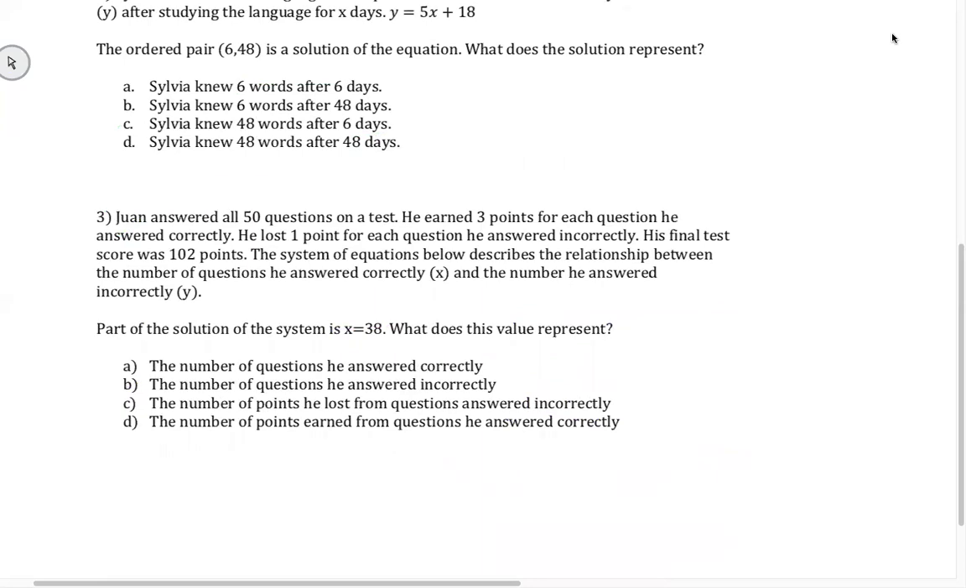Kevin, Juan answered all 50 questions on the test. He earned 3 points for each question he answered correctly and lost 1 point for each question he answered incorrectly. His final test score was 102 points. The system of equations below describes the relationship between the number of questions he answered correctly, X, and the number he answered incorrectly. Part of the solution of the system is X equals 38. What does this value represent?